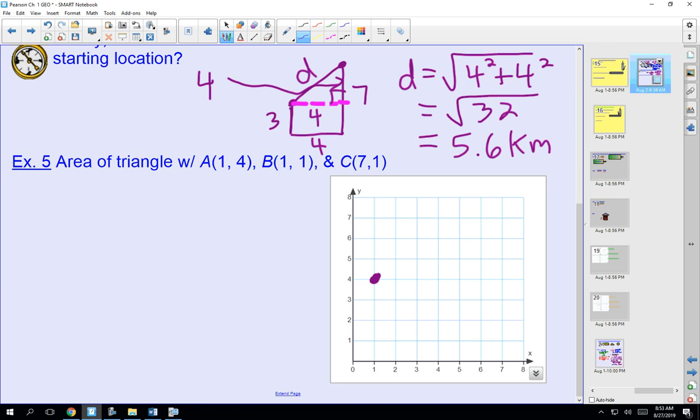And you could probably just go out. You have to go out at least 7 on the x-axis. It looks like 4 on the y would be sufficient. Try to evenly space your little marks that mark 1, 2, 3, 4. And then we're going to plot a point at 1, 4, a point at 1, 1. So here's A, B, and then C at 7, 1.